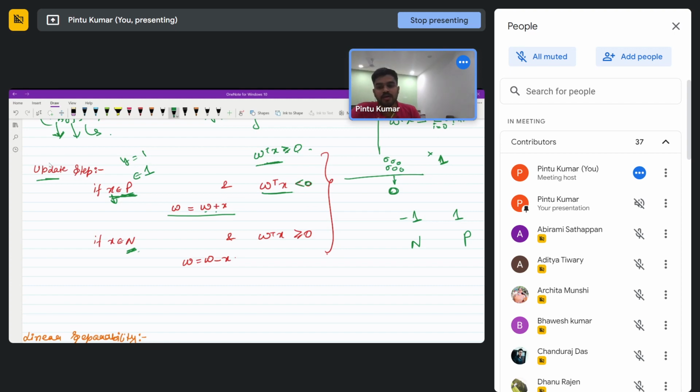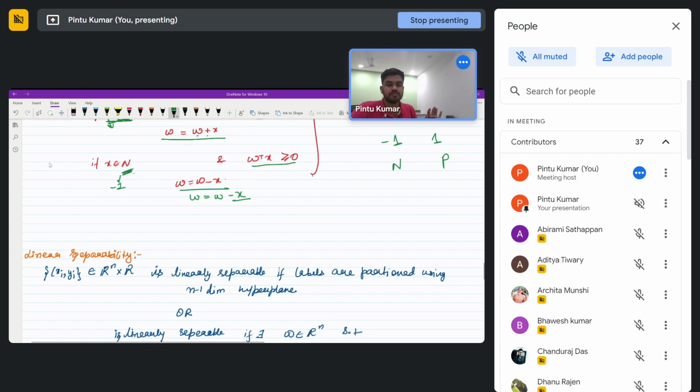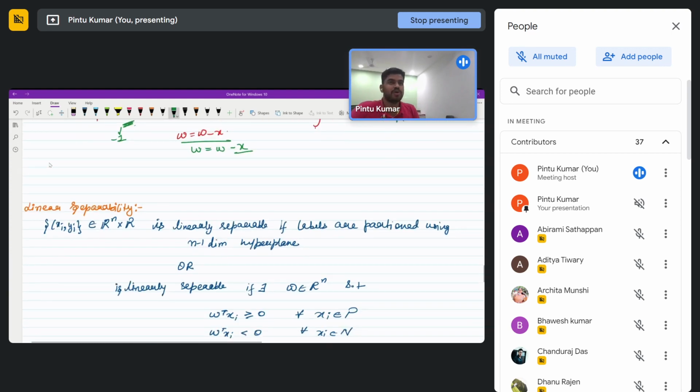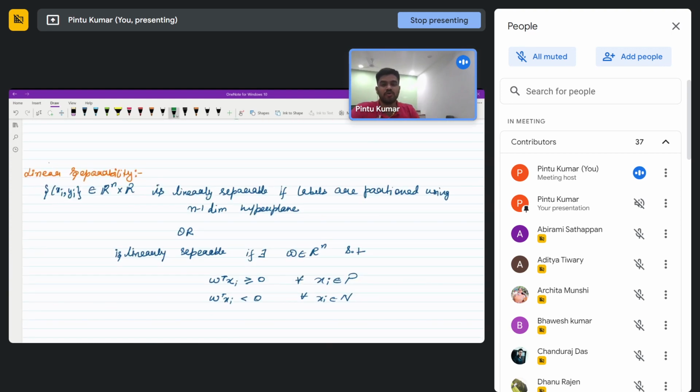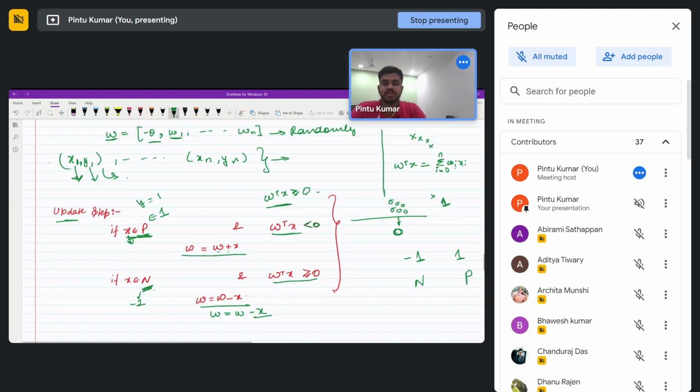If my point was negative, that is, the output should have been -1, but W transpose X comes out greater than 0, then I'll update my W as W is equal to W minus X. This is what I'm going to do. Whoever asked how we update, just hold for a minute or two more and it will be much clearer to you. So this is the update condition that we'll be using.